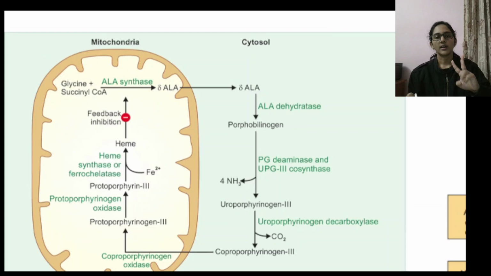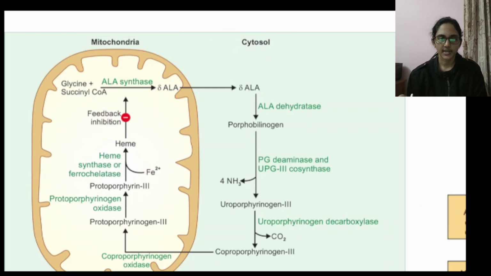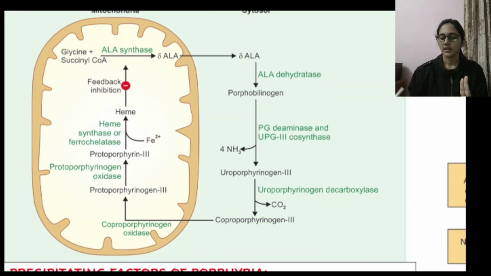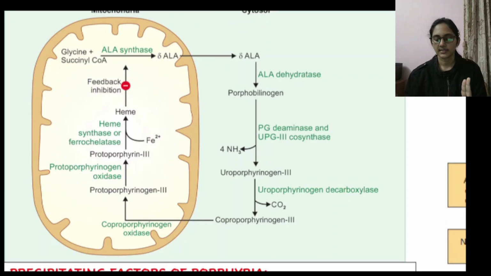So what are the two organelles in which this pathway occurs? It will occur both in the mitochondria and in the cytosol. And the next is the substrate: glycine and succinyl-CoA. That first step happens inside the mitochondria, after which the ALA leaves the mitochondria. All of the other three more steps happen outside, in the cytoplasm.